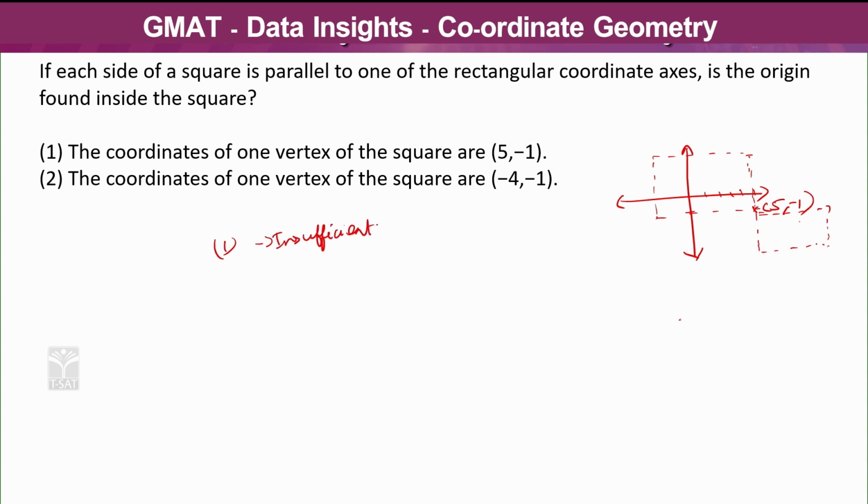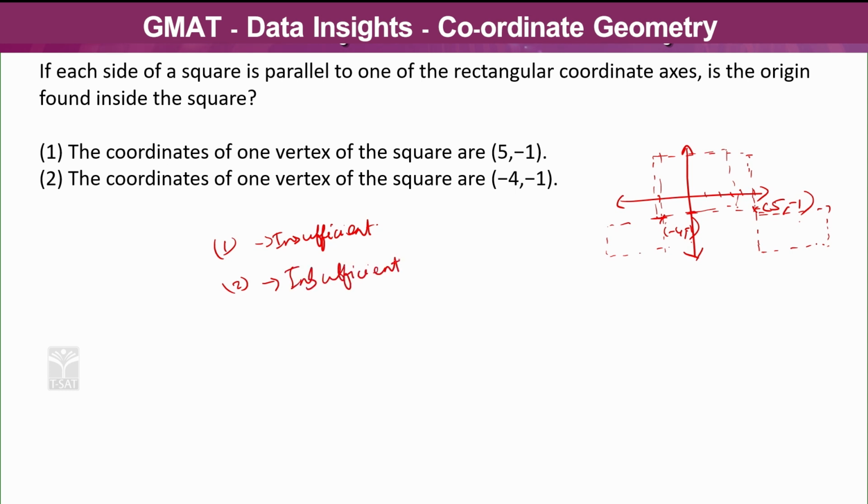Now, the coordinates of one of the vertices of the square are minus 4 comma minus 1. Let us say this is minus 4 and this is minus 1. So, you can say the point is somewhere here, minus 4 comma minus 1, and it's the same again. You can draw a square with the origin lying outside it, or else you can draw a square with the origin lying inside of it. So, this statement 2 alone is also insufficient to answer the question.